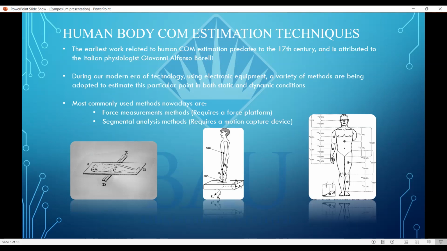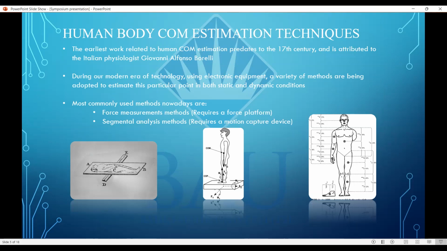Even though this technique is considered the gold standard, it also comes with some limitations, because the use of force platforms requires restriction of the area. The subject has to always be standing on a force platform to be able to estimate the center of mass, which is a huge setback for studies that need dynamic motion, for example. Also, there's another limitation, which is the cost of force platforms. If someone were to do a gait analysis, they would need to buy several force platforms and align them in order to conduct a study, which is very costly.